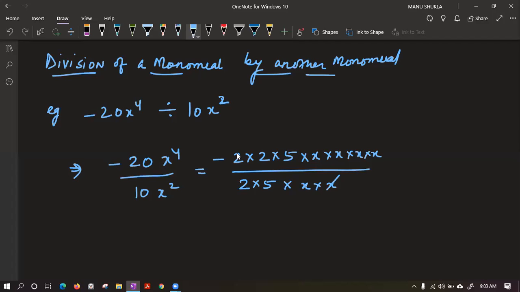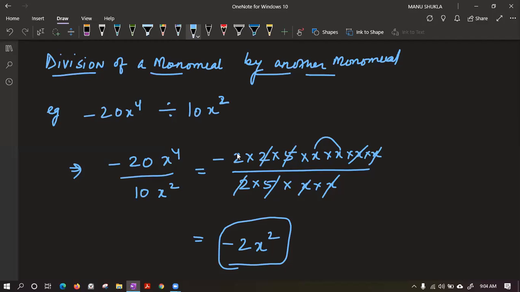Now if you observe, this x and x can cancel each other. This x and this x can cancel each other. 2 and 5 also cancel. Now what is left is your answer. The left thing is minus 2. X into x is what, class? It is x square. So this is the answer. I hope it is clear to everyone. No issues, because there was only one negative sign, so it will remain.